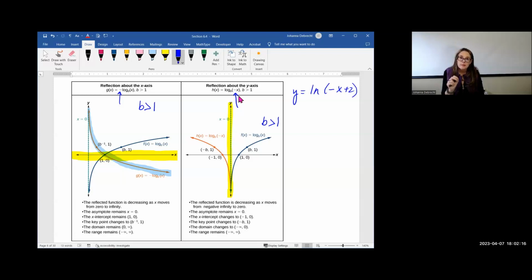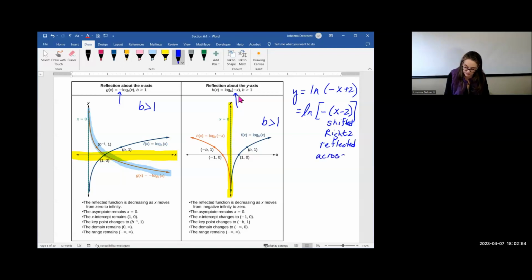The problem is you have to separate the reflection from the shift. And the only way to separate the reflection from the shift is to take that negative and factor it off. And when you factor it out of those last two terms, what was a plus 2 now becomes a minus 2. So this has actually been shifted right 2, and then it's been reflected across the y-axis. A horizontal reflection, right? So when we reflect across the x-axis, we call it a vertical reflection.